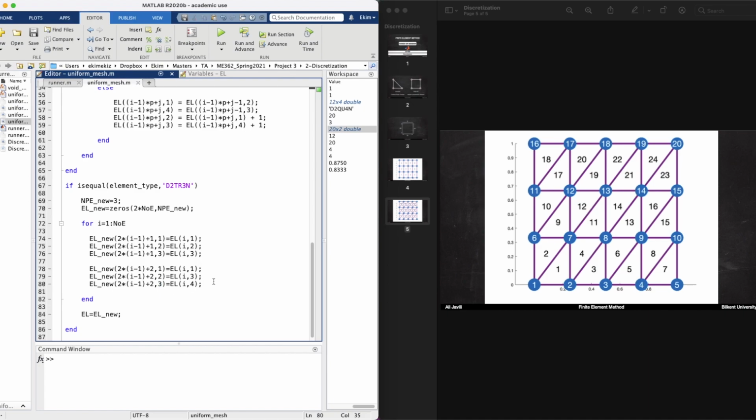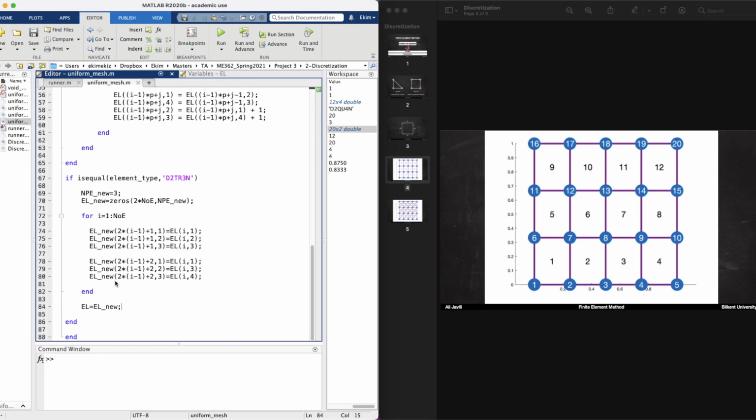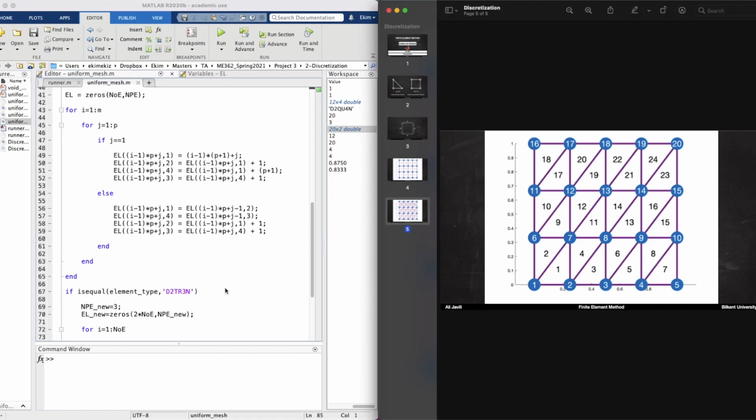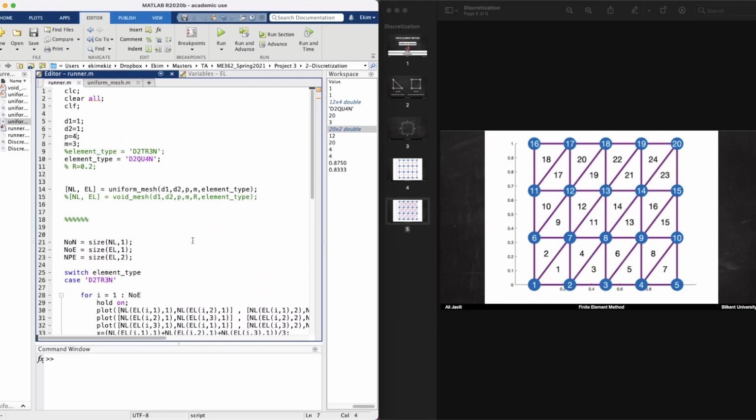Okay. So we do that for every single element we had in our old domain. And at the very end of our loop, but inside our if condition, we say our element list is the new element list we have. So we get rid of the quadrilateral one and replace it with this one. And our node list doesn't change.